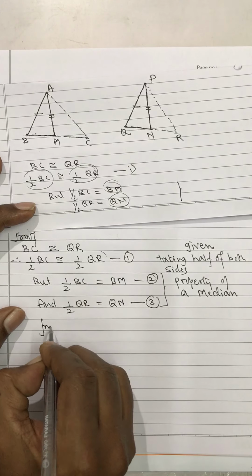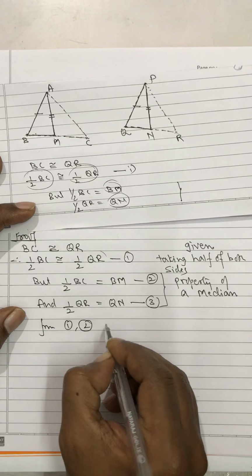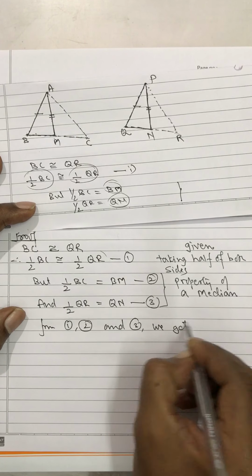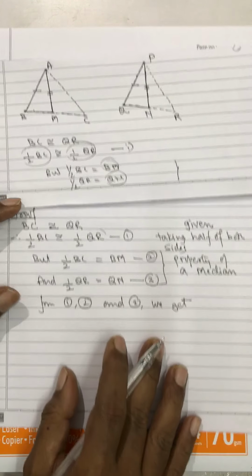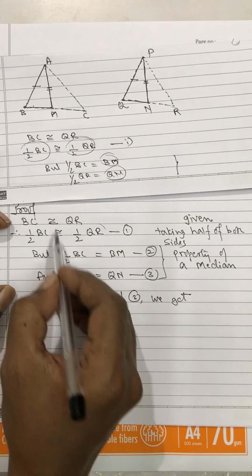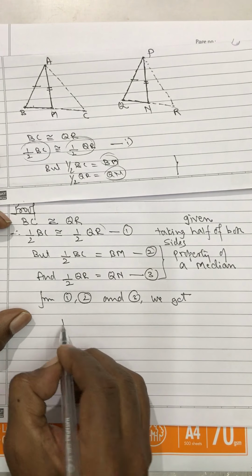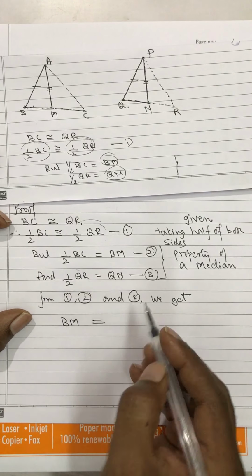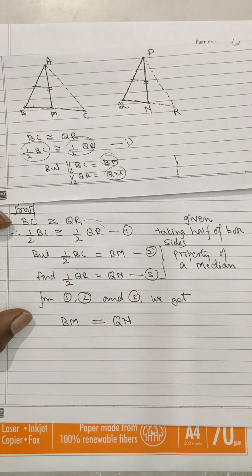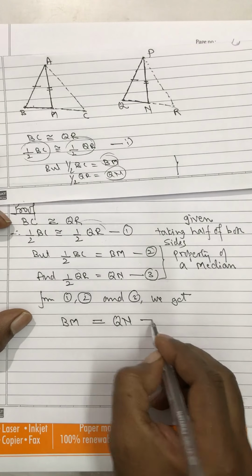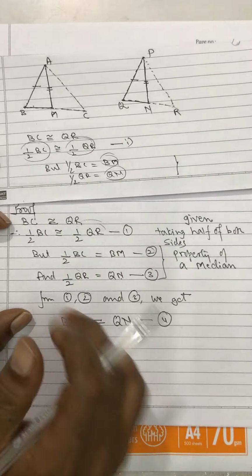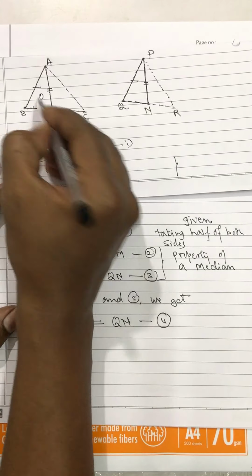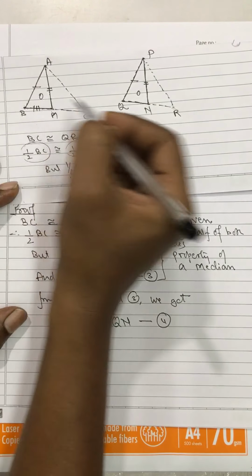Now from 1, 2 and 3 what do we get? Half of BC, in place of that I will write BM. Half of QR, in place of that I will write QN. And this will be my fourth point. Like this I have got BM is equal to QN. Now I can prove these two triangles are congruent.